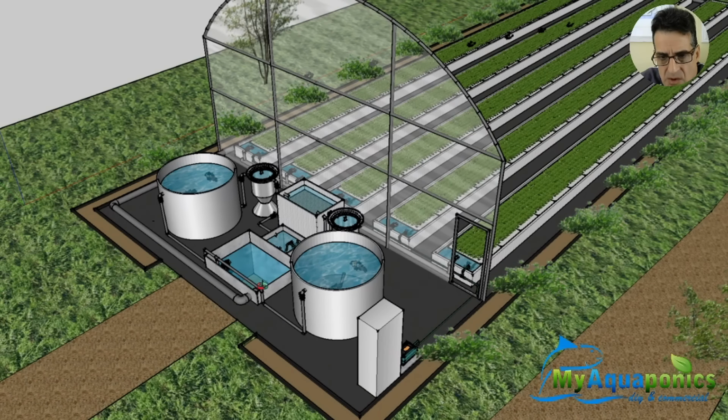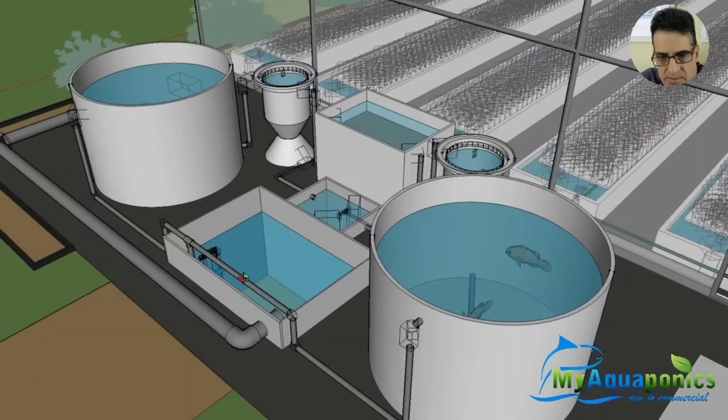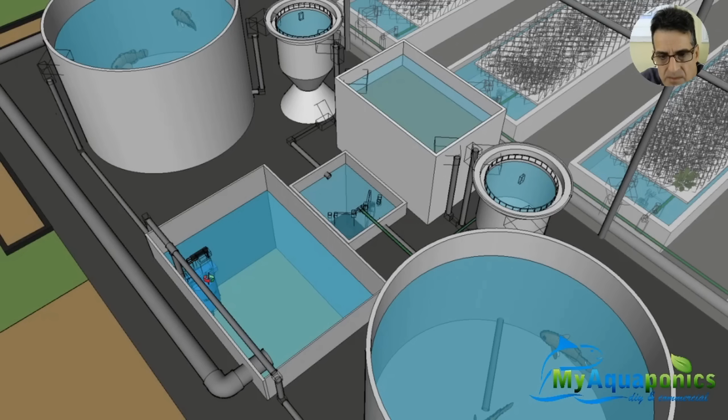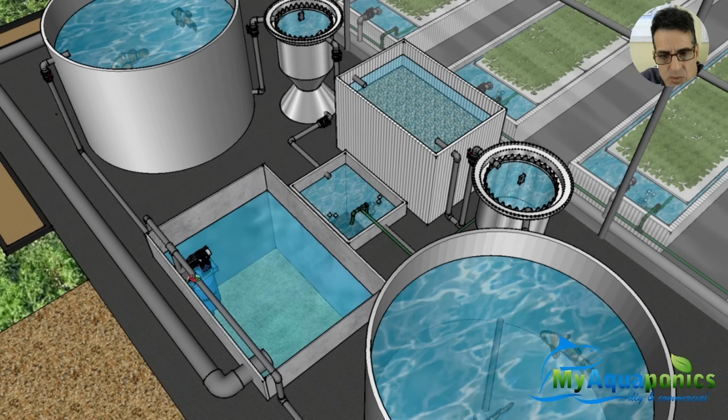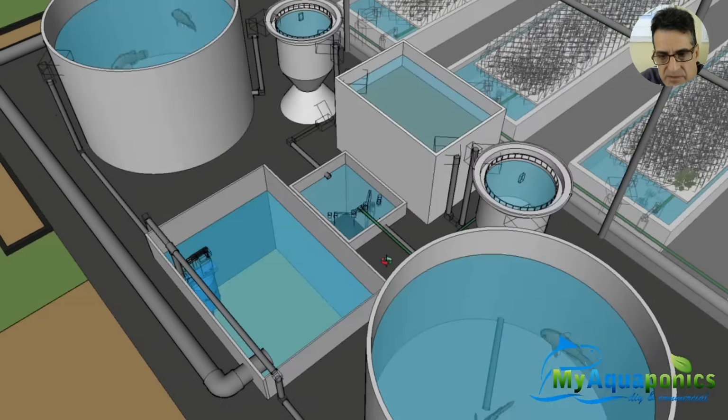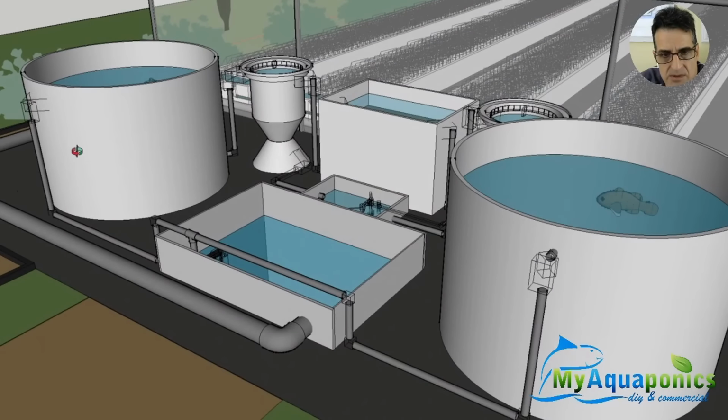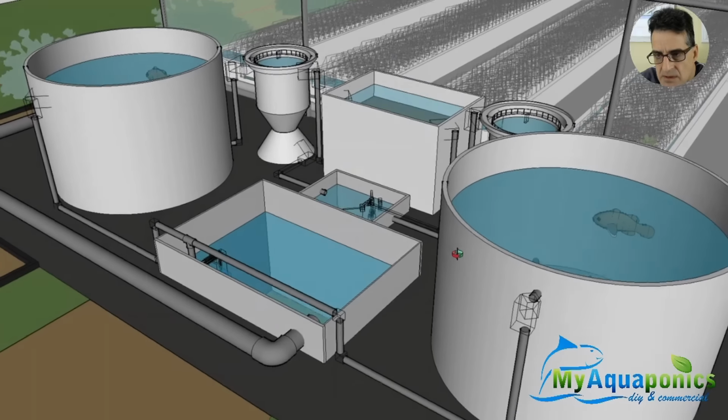Now the sump is the lowest point in the whole system. So the water from the deep water culture is fed back to the sump via this returning 110 mil pipe. The fish tanks are the highest point in the system. So there are water pumps inside the sump. There you are. And that pump pumps water up into the fish tanks, into that tank and into this tank.